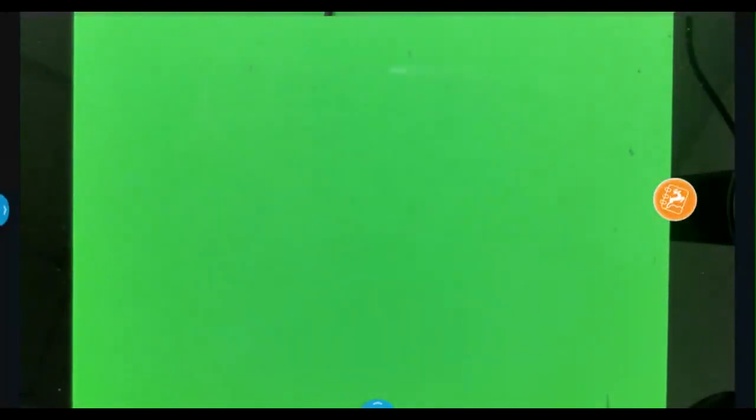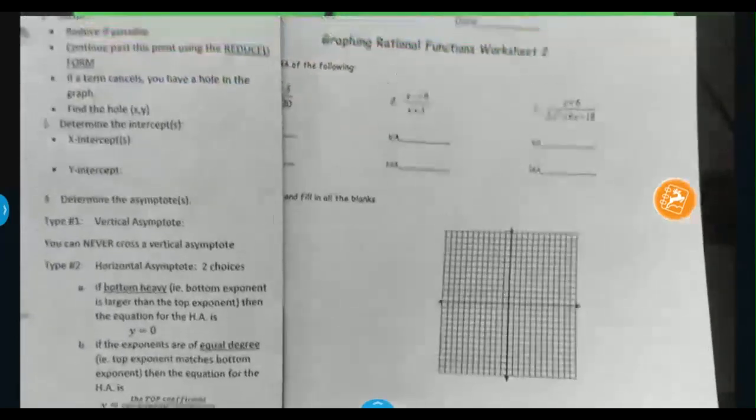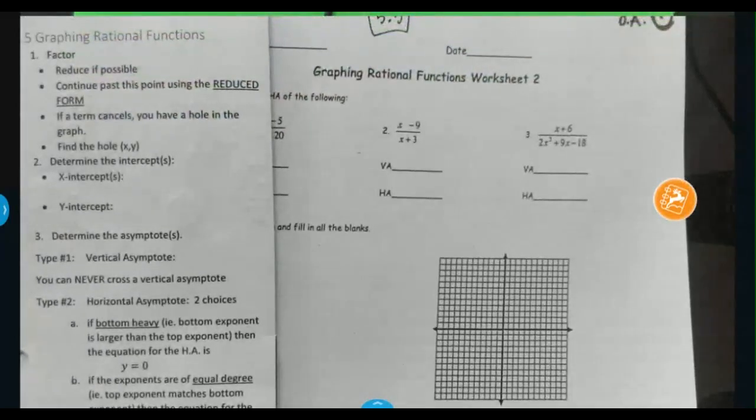So what you're going to do is you're going to have your flip book right here. Is it showing? Okay, perfect. You're going to have your flip book right here, and we are going to graph some rational functions.